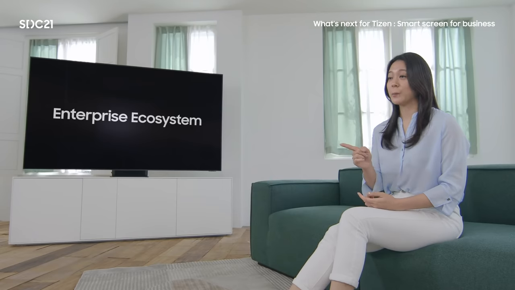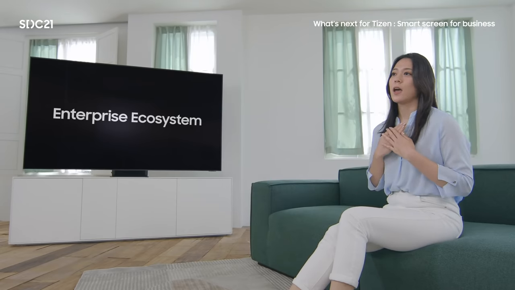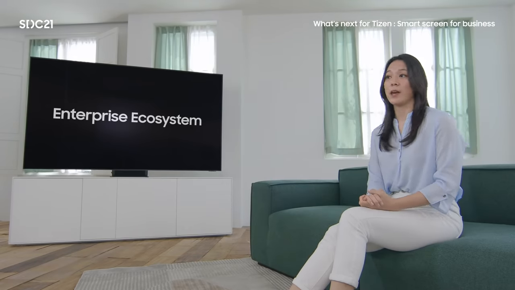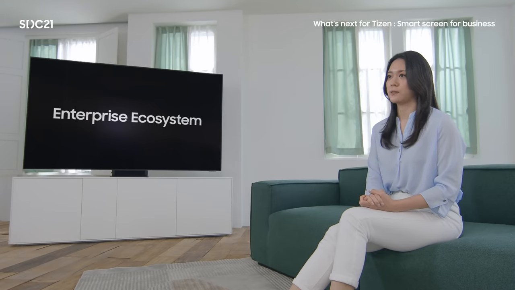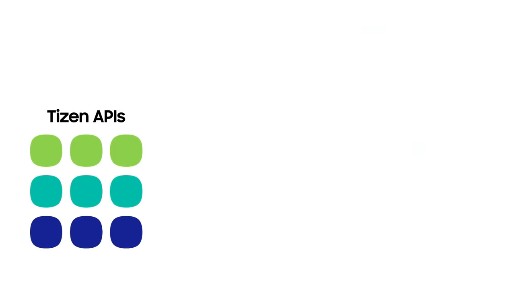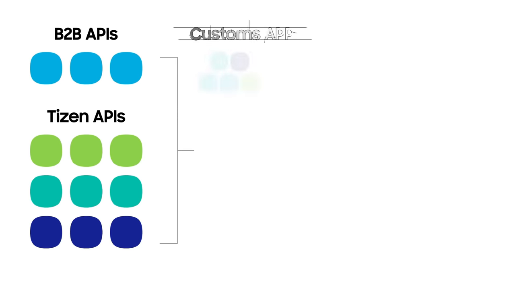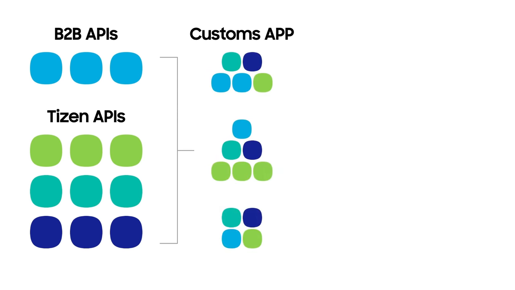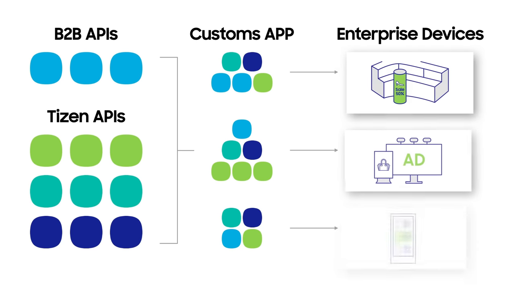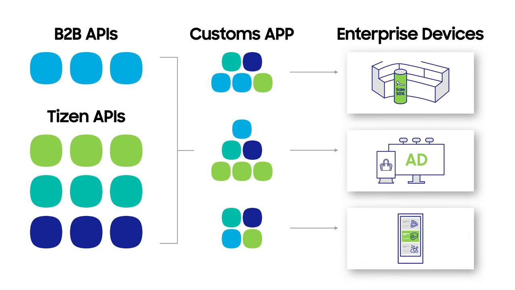Remember, your business is our business, and we want you to become a part of the ever-evolving Tizen ecosystem for business. Because as your business evolves, so does Tizen Enterprise. And we'll provide all the technology infrastructure you need to become a part of this ecosystem. This includes developer support on the Samsung developer site for B2B, custom app support through the Samsung seller site, and finally, the Tizen Business Portal will support your business from A to Z.